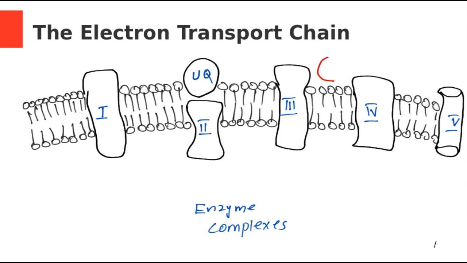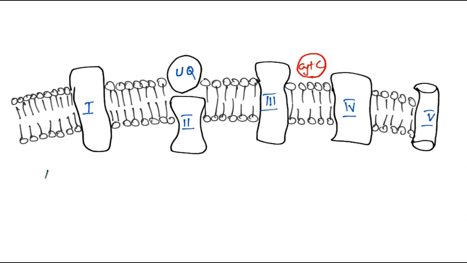And a special thing regarding that: in between complex 3 and complex 4, there is a special molecule, cytochrome C. The cytochrome C is a mobile electron transporter that is present between complex 3 and complex 4. We'll discuss the details of cytochrome C at that point in the electron transport chain.